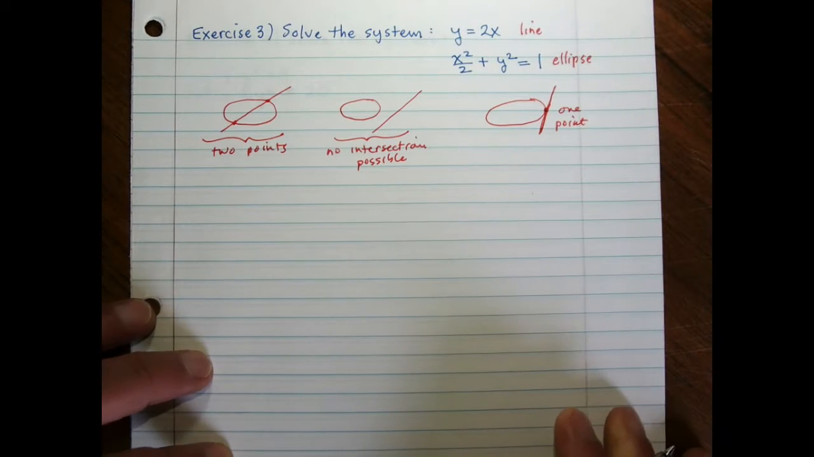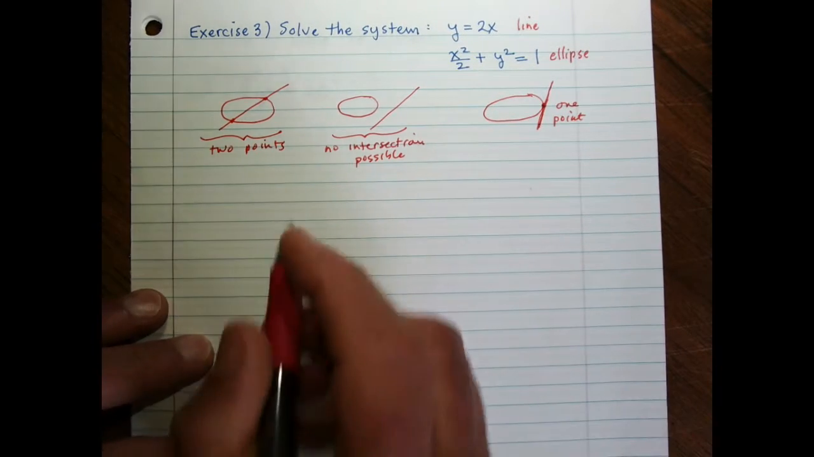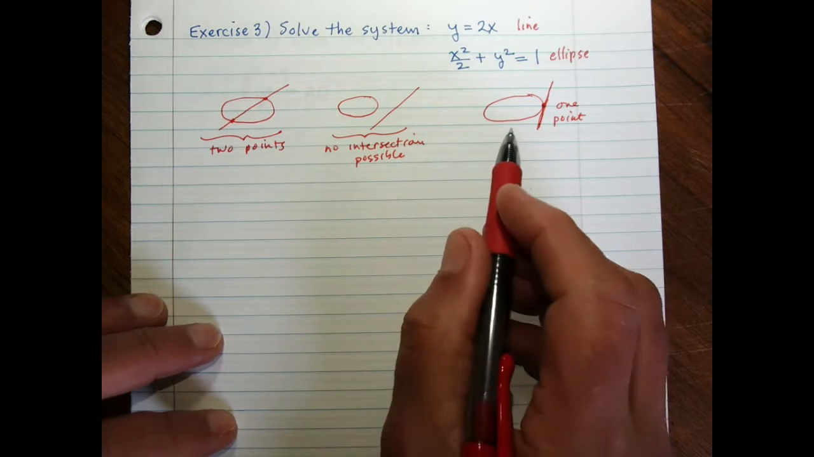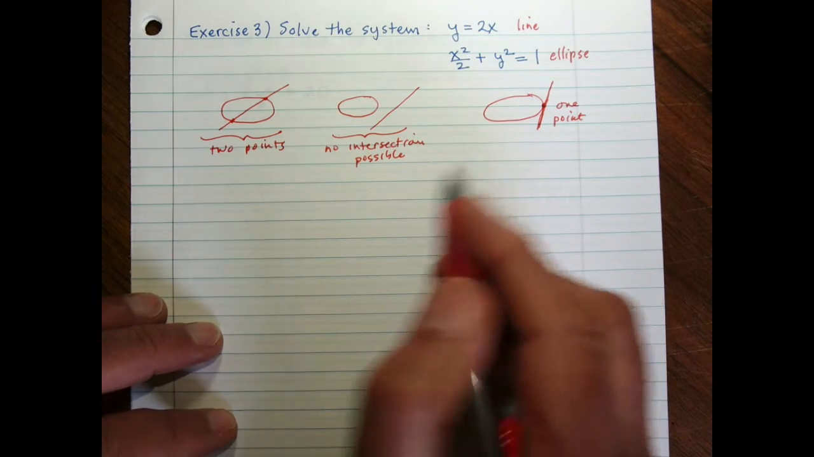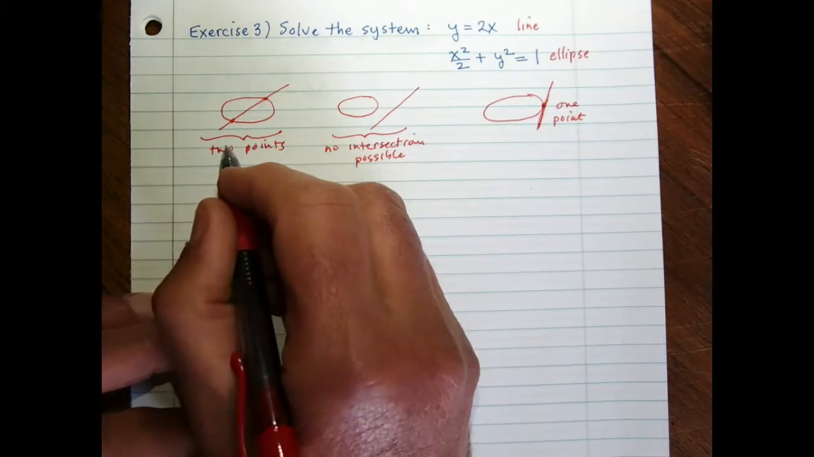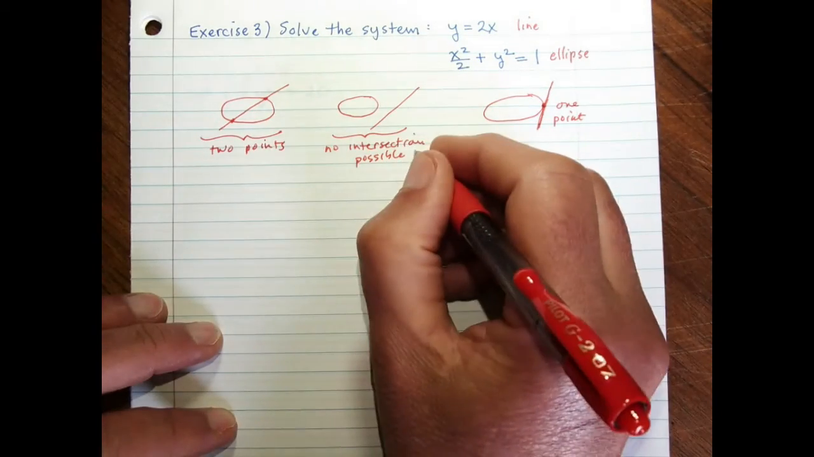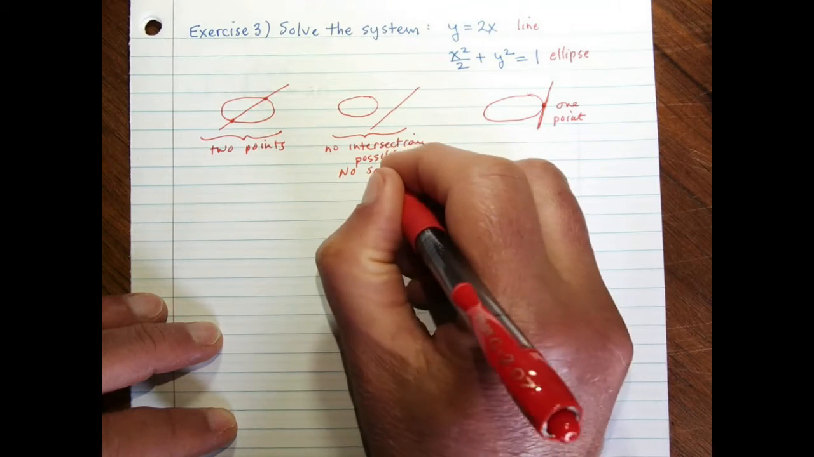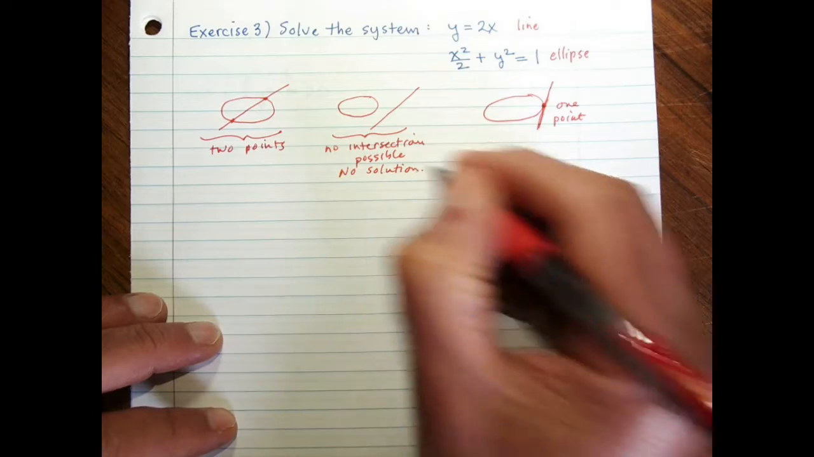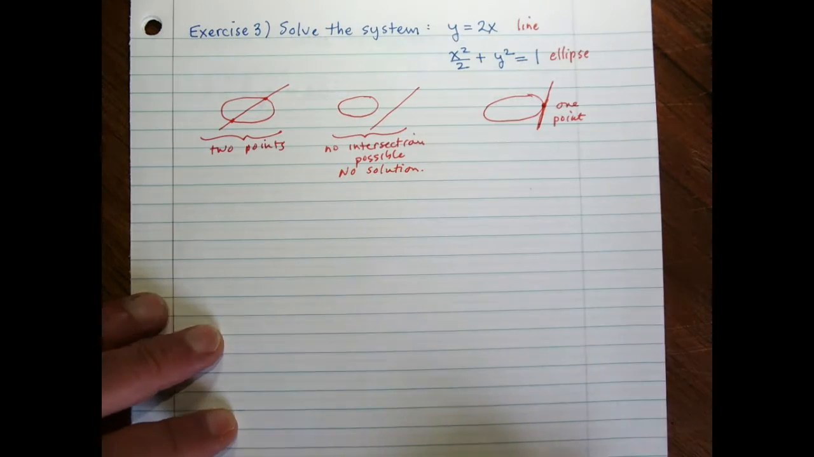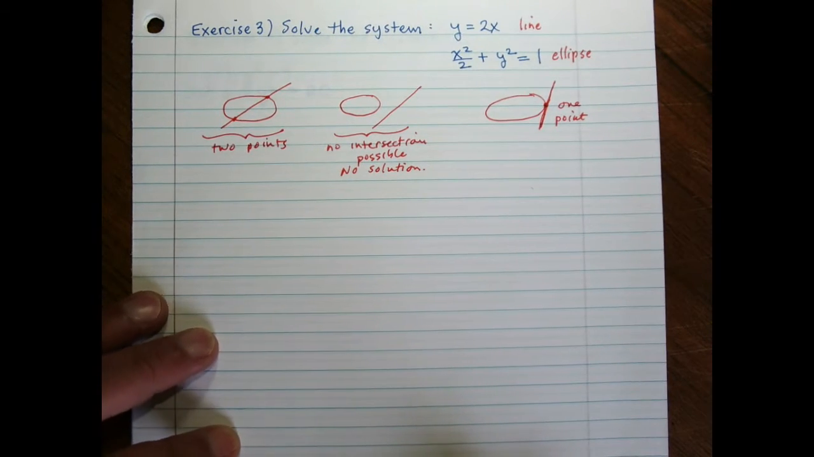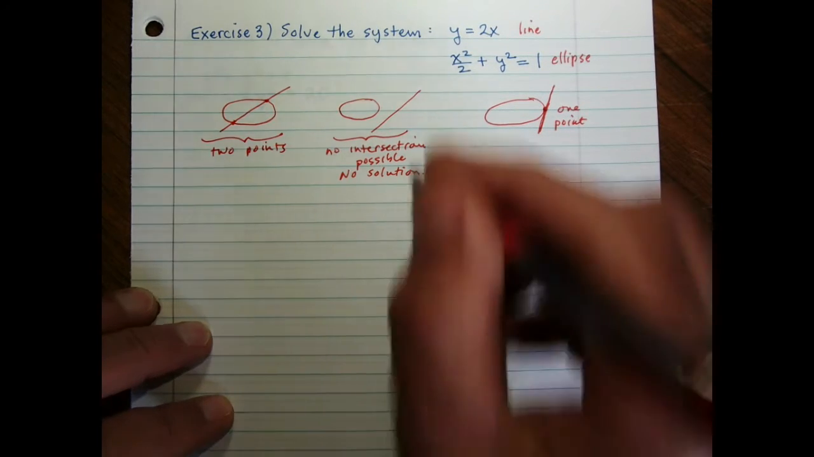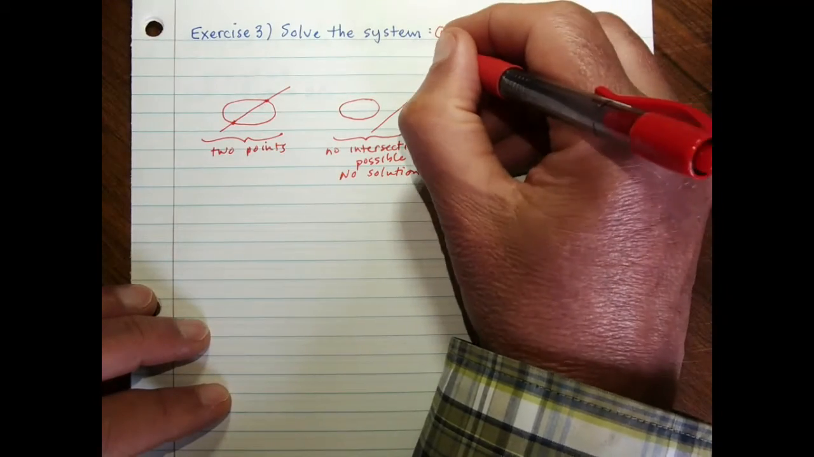And you don't need to know this ahead of time going into the problem. I think you need to know about the possibilities, but the algebra, the process, should guide you to the correct solution, whether there are 2 solutions, 2 points, whether no intersection is possible, meaning that's a no solution situation, or whether there's just one solution from 1 point of intersection. So let's go ahead and start working on this system.